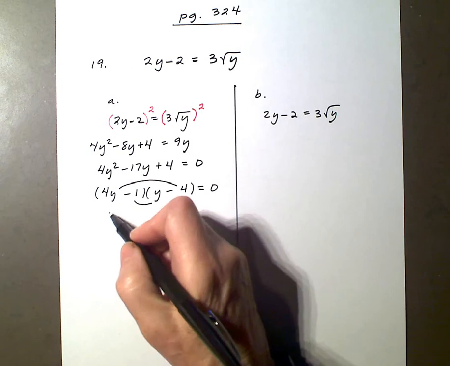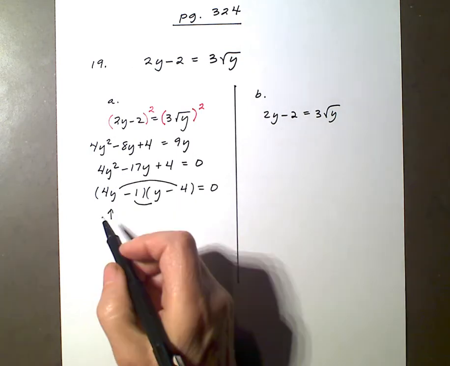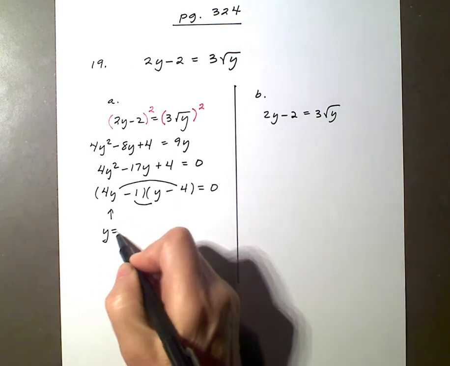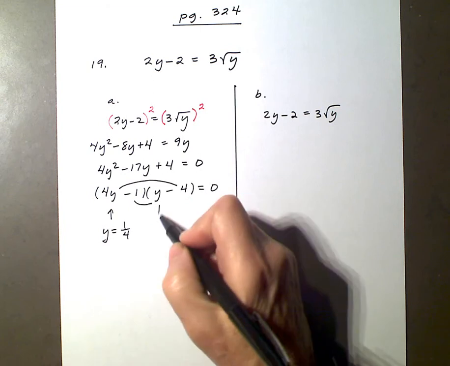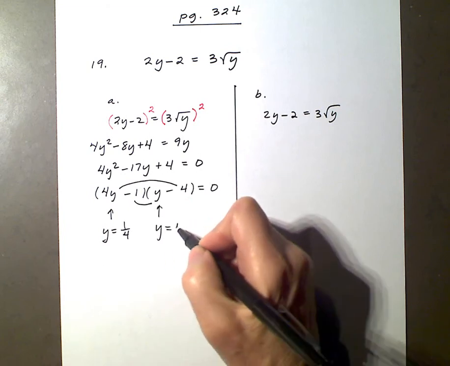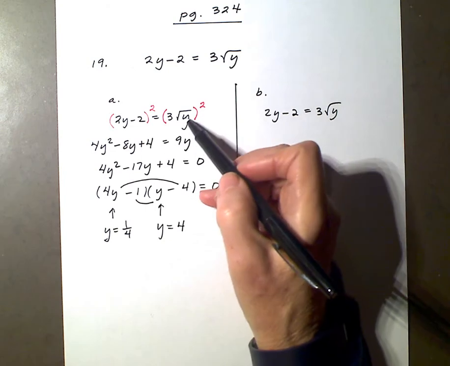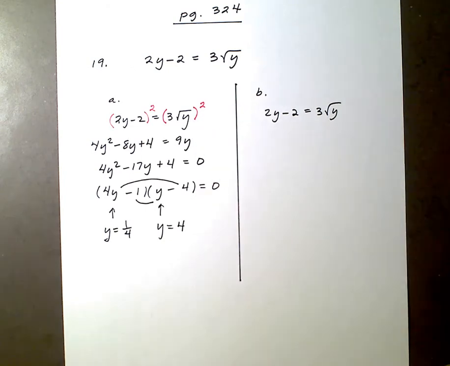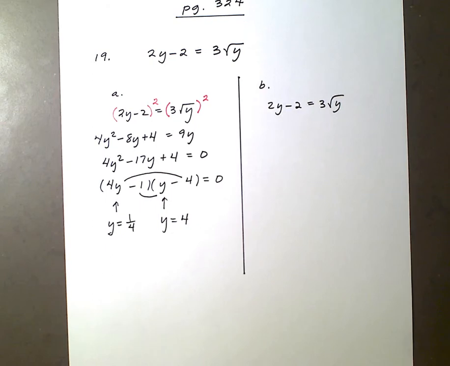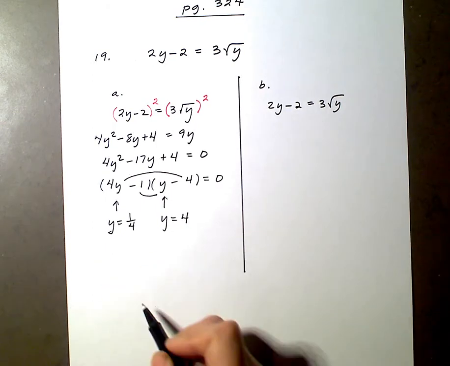So my solutions appear to be a positive 1/4 and a positive 4. However, because I've squared, I've raised something, taken something out of the root and squared it, sometimes you create extraneous roots by doing that. So I'm going to check both of these, and I'll do my check down here.